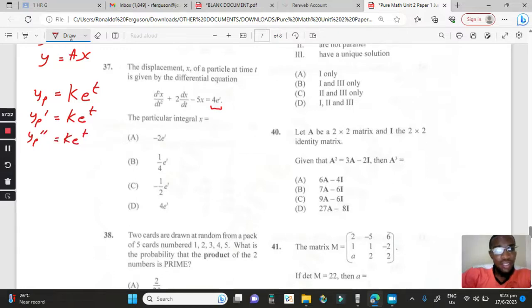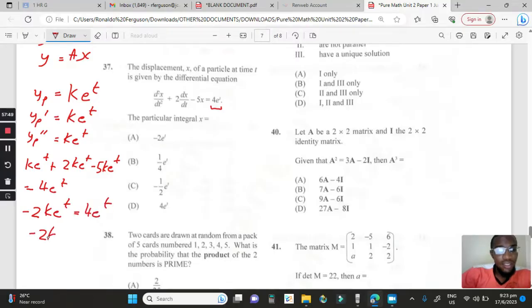So plug in the second and the first derivative. It's going to be ke to the t plus 2 times ke to the t minus 5 times ke to the t, and that's equal to 4e to the t. Now, k plus 2k is 3k, and 3k minus 5k is negative 2ke to the t equals 4e to the t. Divide through by e to the t, so negative 2k is 4, so k is minus 2. So the particular integral is ke to the t, so it's negative 2e to the t, which is option A.